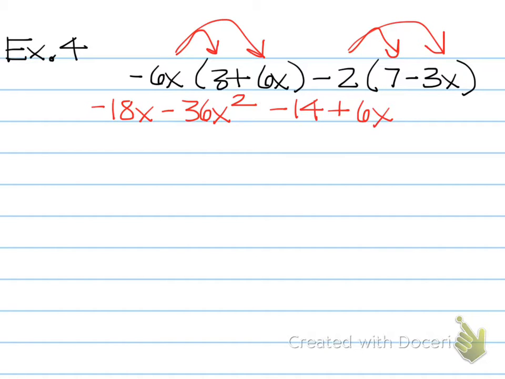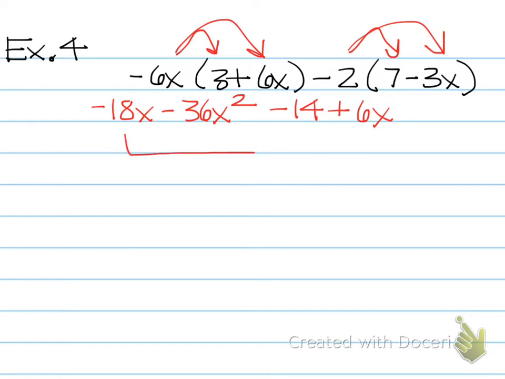Negative 6x times 3 gives us negative 18x. Negative 6x times 6x, notice x times x is x squared, so negative 6x times 6x gives us negative 36x squared. And then negative 2 times 7 is negative 14. Negative 2 times negative 3x is positive 6x.